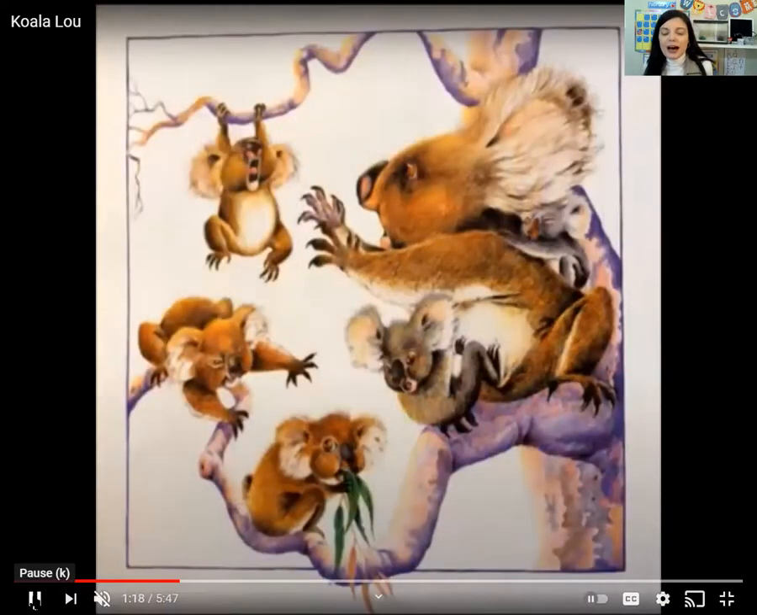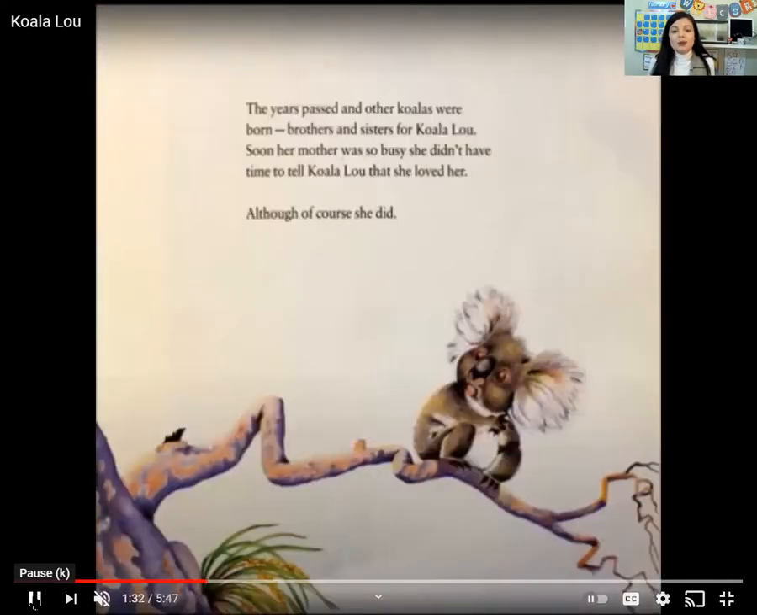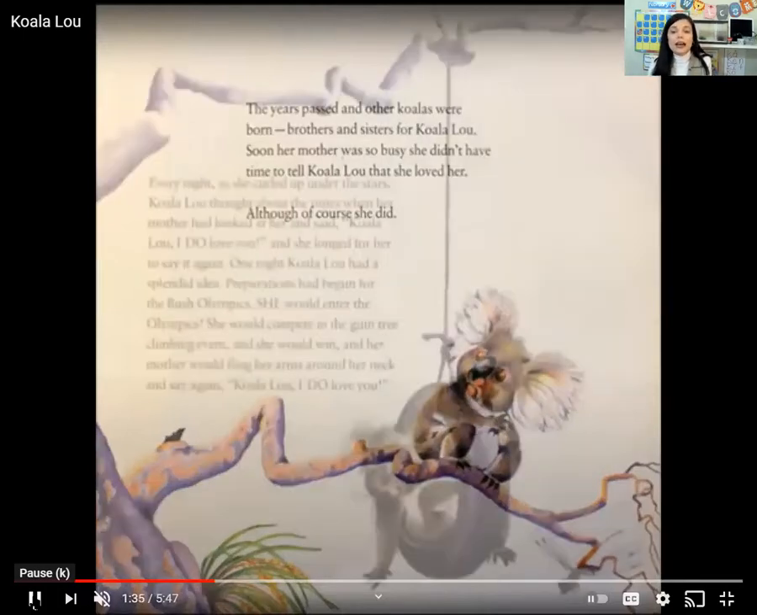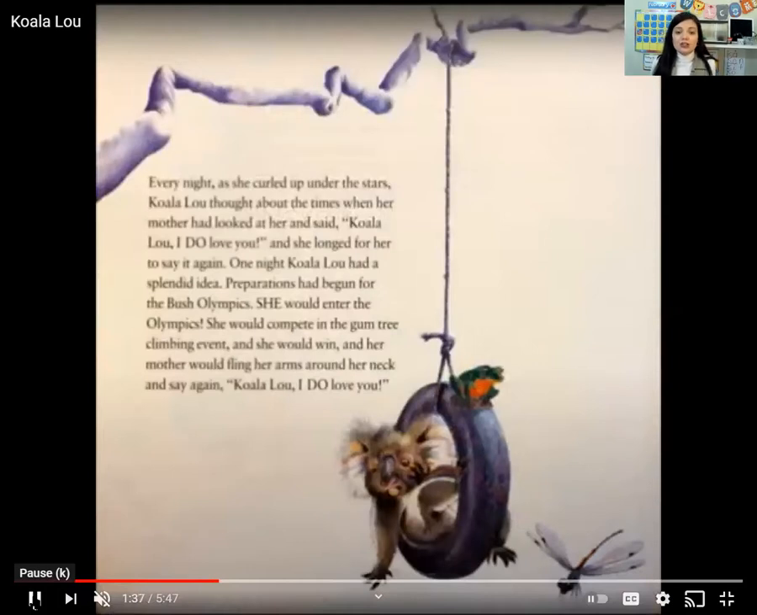But years went by, and Koala Lou's mother had more baby koala bears. Koala Lou had brothers and sisters, and Mother was much busier than she was before. Soon her mother was so busy she didn't have time to tell Koala Lou that she loved her. Every night as she curled up under the stars, Koala Lou thought about the times when her mother had looked at her and said, Koala Lou, I do love you, and she longed for her to say it again.